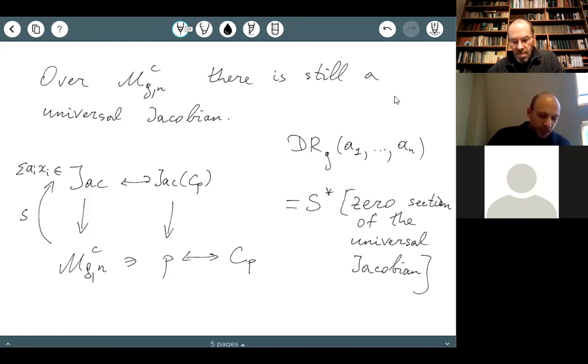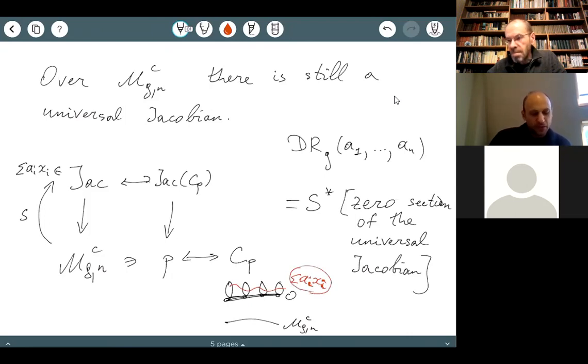So the thing is, maybe I should draw a picture. Now you have your moduli space. You have these Jacobians. So you have two sections. One section is the zero section. And another section is this section, sum of AI XI. And what we would actually like is to find their intersection, but not geometric intersection, the intersection in cohomology. So you take the class of the zero section and you take the pullback under this section here, or you can do the other way around, whichever you prefer.